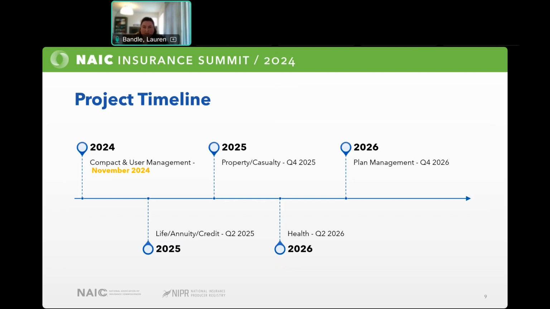That first release is scheduled for November of this year. And then we anticipate that every other business type will follow in about 6 to 8 month increments. So life annuity and credit will go next because there's quite a bit of overlap with the compact business there. And then property and casualty, and then health and plan management. As we get closer to health and plan management, I always want to highlight that we do know that there are some sensitive timelines and deadlines related to filings in the health and plan management space. So as we get closer to those releases, we will be mindful of that. But that is our project timeline.